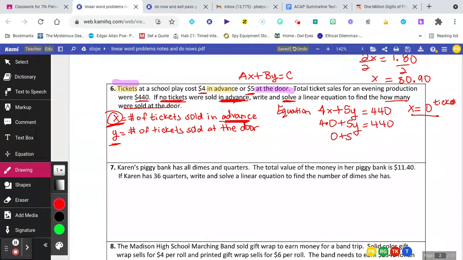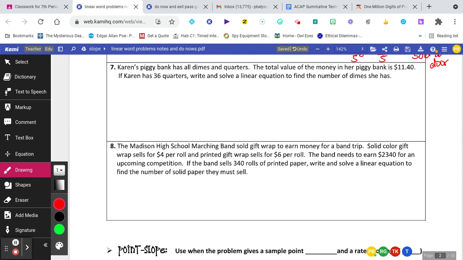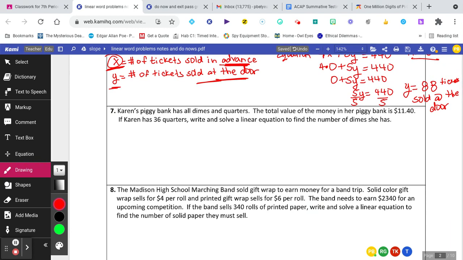Anything times 0 is 0. And 5y equals 440 is what I end up with. Divide both sides by 5. And y is equal to 88. So 88 tickets. But what does that y represent again? Y represents the tickets sold at the door. So it's 88 tickets sold at the door. Okay, and that's all you do. Okay, I'm going to do 2 more. And I'm going to show you your homework.